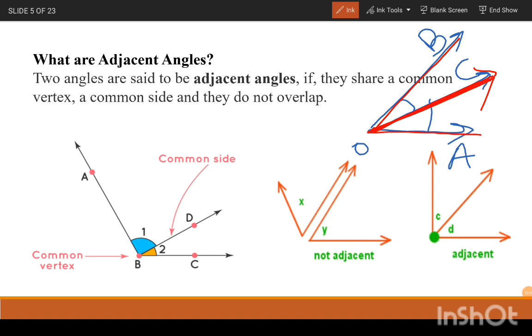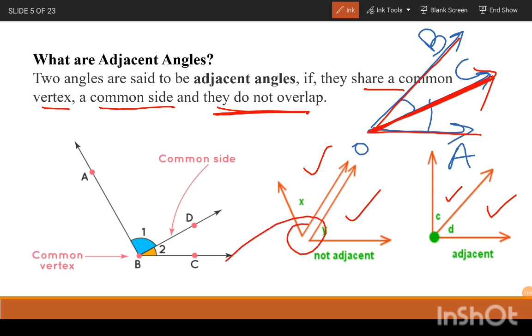So adjacent angles are nothing, just two angles which have a common vertex, a common side, and they do not overlap. So in this figure also we can see that C and D are adjacent, but X and Y are not adjacent because they are not sharing a common vertex here.